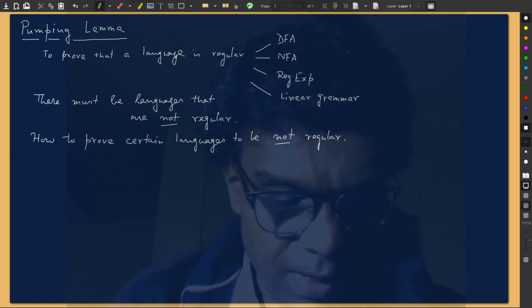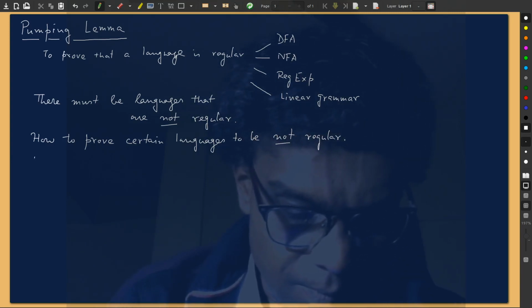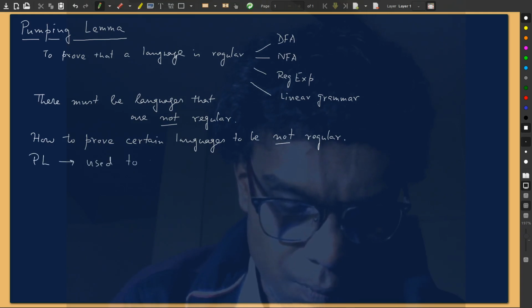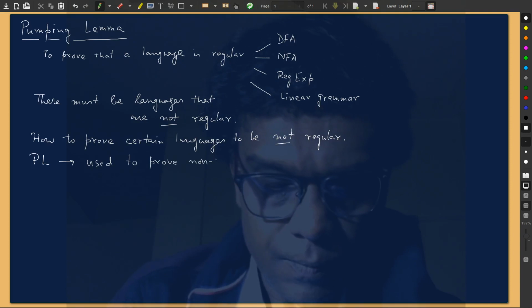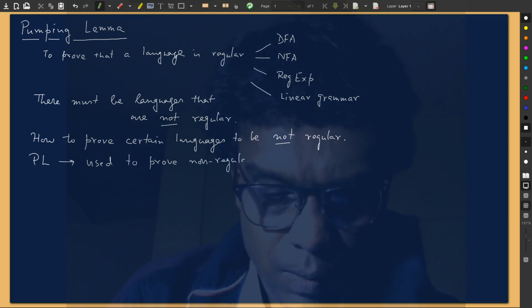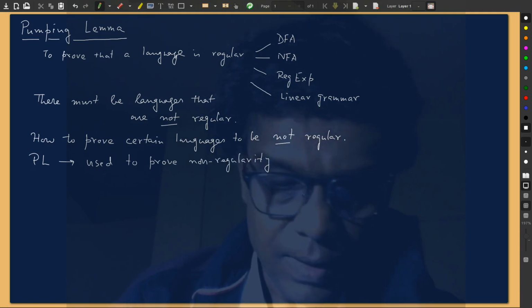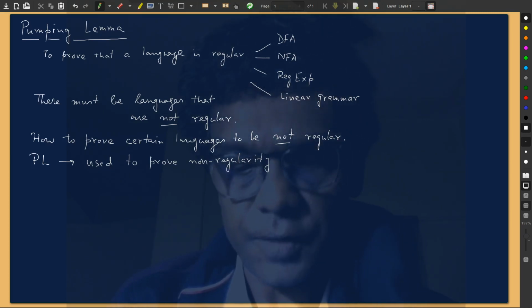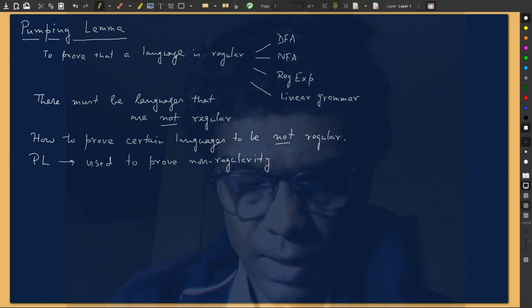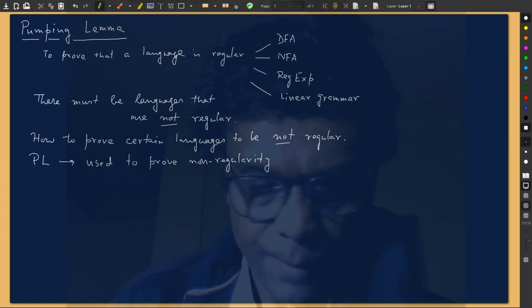So this pumping lemma, maybe I abbreviate as PL, is used to prove non-regularity. It is never used to prove regularity, because, as we will see, this is actually a one-way statement, not an if and only if statement. Certain non-regular languages also satisfy the pumping lemma.